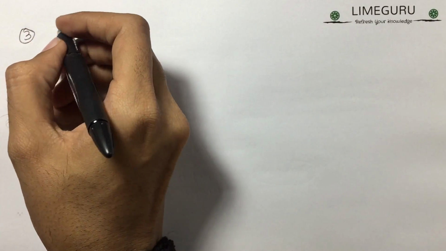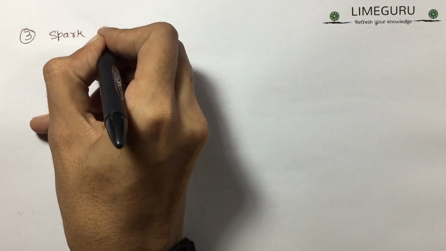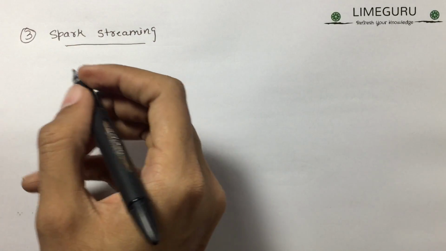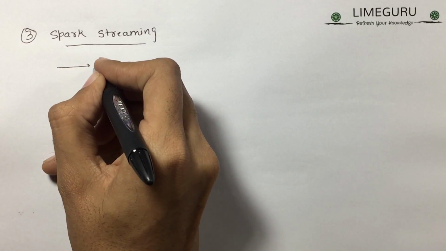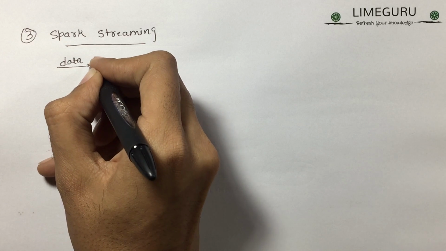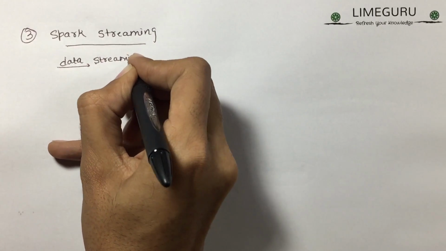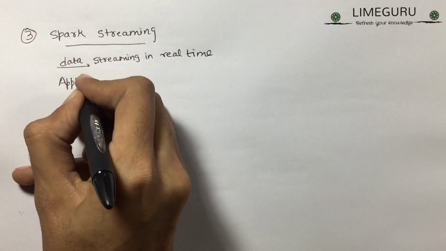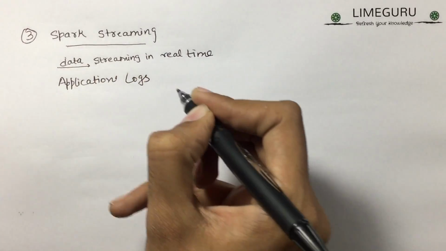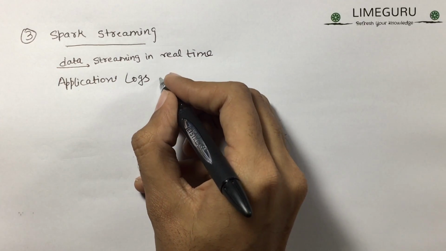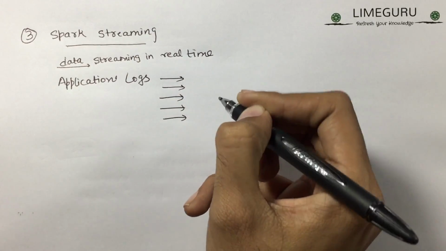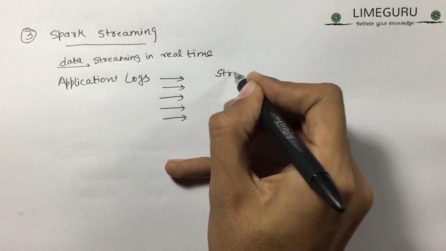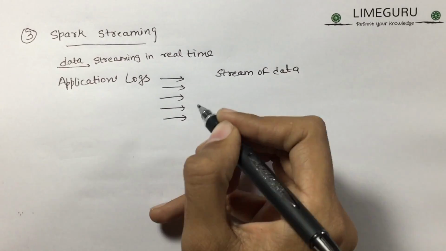Another feature which Spark offers is Spark streaming. What is Spark streaming? What do you mean by streaming? Streaming means any data which you are receiving in real time. Data streaming in real time. Like your application logs. So once you run your application within any server, the logs are continuously generated for that application. So Spark streaming has very good APIs to analyze the stream of data. It can be a stream of any kind of data.